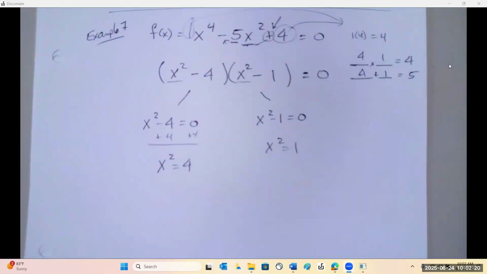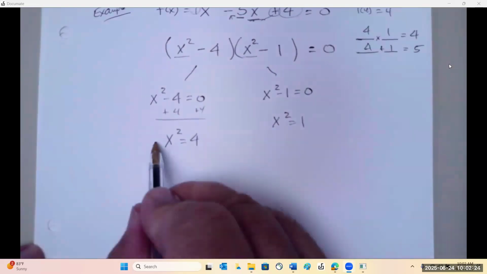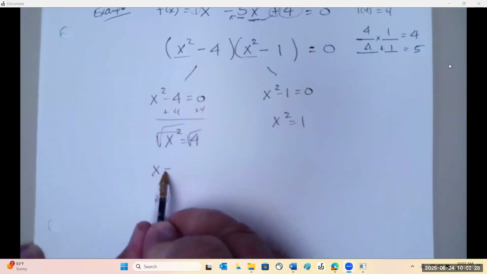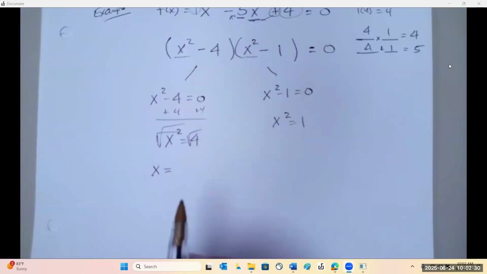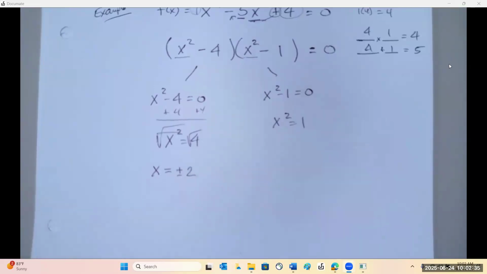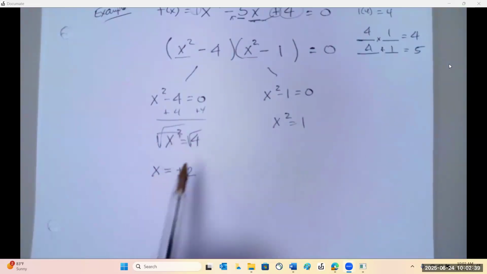Then what? Square root, because you're solving for x. So we have x is equal to what? Plus or minus 2. Remember, whenever you take a square root of something squared, you have to put a plus or minus in front of it.